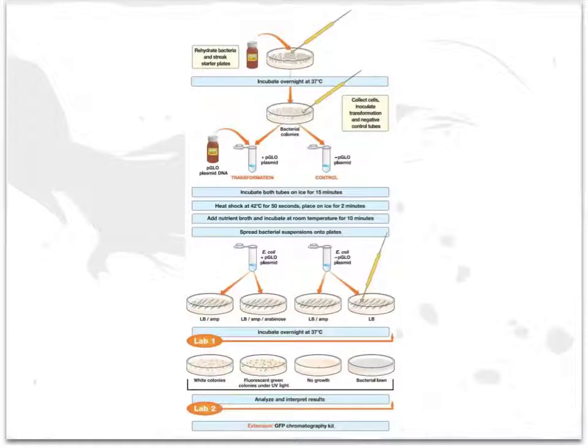This diagram is a quick rundown of the procedure that we'll be using. I encourage you to pause this video, take a look at this, and understand what we're going to be doing, as well as read the procedure in your handout. So that about wraps up our discussion of what transformation is and the contextual concepts that you're going to need to know in order to understand what and why we're doing it in our lab.